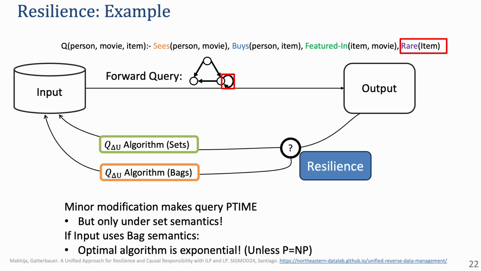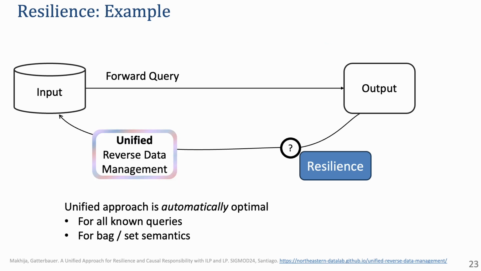So this is confusing, and again, it's not very easy to find what the optimal algorithm is or what the complexity of the optimal algorithm is. In our paper, we present a unified algorithm for resilience, which is automatically optimal, so we don't have to deal with the confusion on the last page. So for all known queries, whether for set or bag semantics, we can solve the question as efficiently as possible.